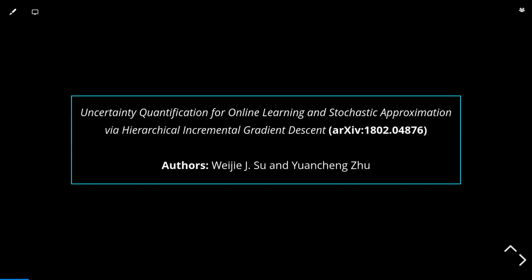Now, the core content of this presentation and the algorithm that's implemented in the Python library is not something I came up with. It was created by Mr. Su and Mr. Zhu. I'll not take the risk of pronouncing their full names to avoid the embarrassment of butchering the pronunciations. About 2 years ago, in 2018, when they were researchers at the University of Pennsylvania, they published a very heavy titled paper called Uncertainty Quantification for Online Learning and Stochastic Approximation via Hierarchical Incremental Gradient Descent.